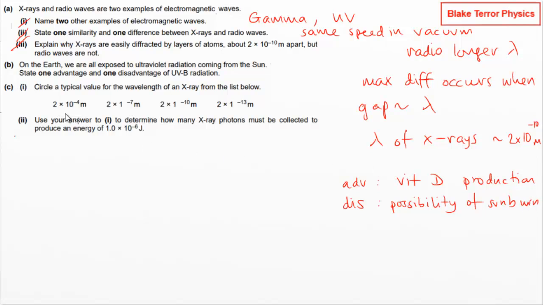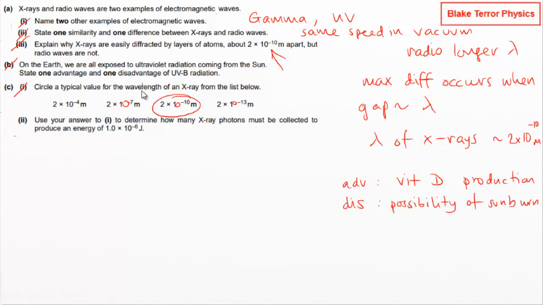All right, this is all good so far. Circle a typical value for the wavelength of an X-ray from the list below. Oh, so we've got some zeros missing on these. Actually, we've already pretty much done this in the previous part. We've said that X-rays diffract from these layers of atoms because they've got a similar wavelength, and they've put one of those in the list. So not really anything new in terms of this question.